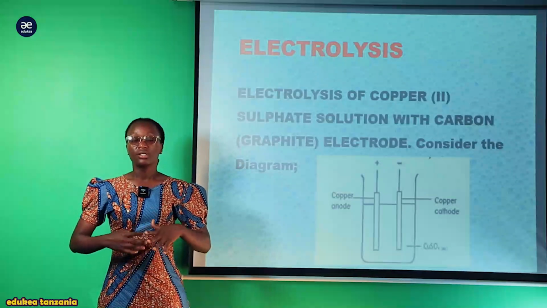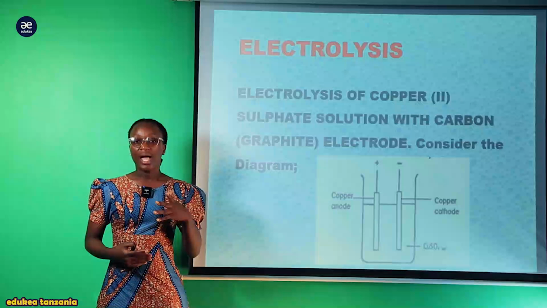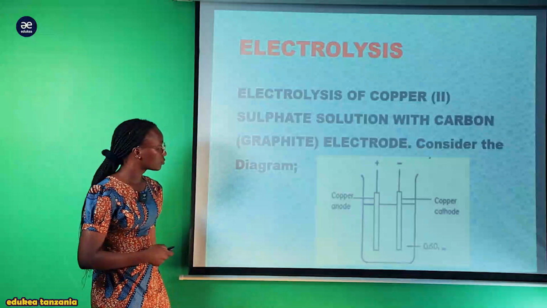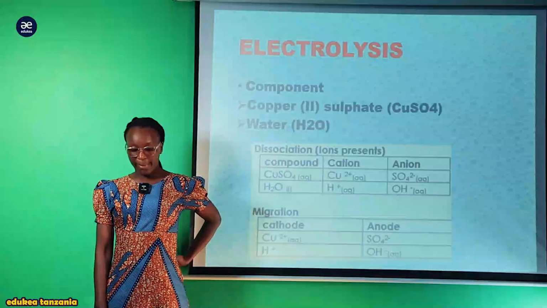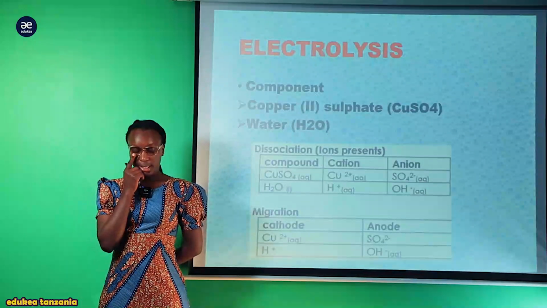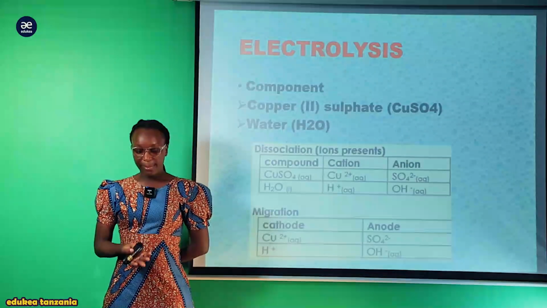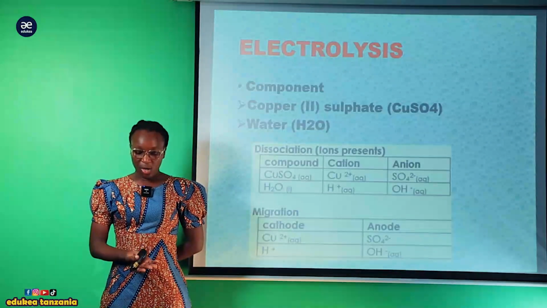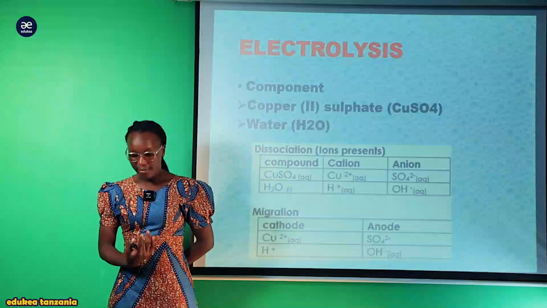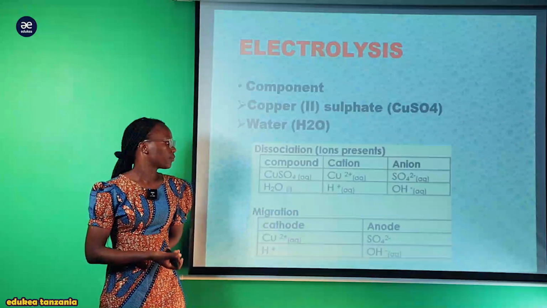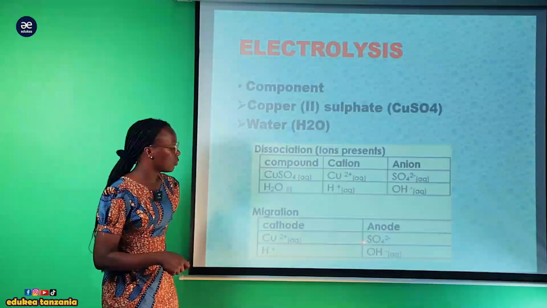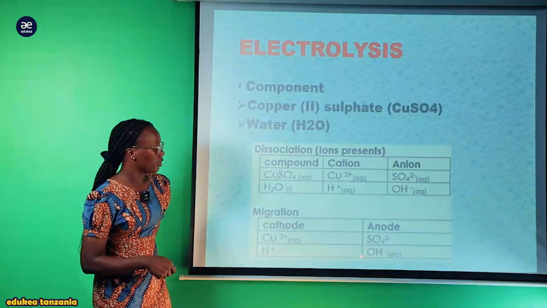So what is going to happen in the dissociation of those ions and in the discharge? Now let us see kwamba components ni copper sulfate and water, and the dissociation of ions will be as follows. The compound is copper sulfate and the water. At the cathode we are going to have the copper ions as well as the hydrogen ions, but also we are going to have sulfate with the OH.